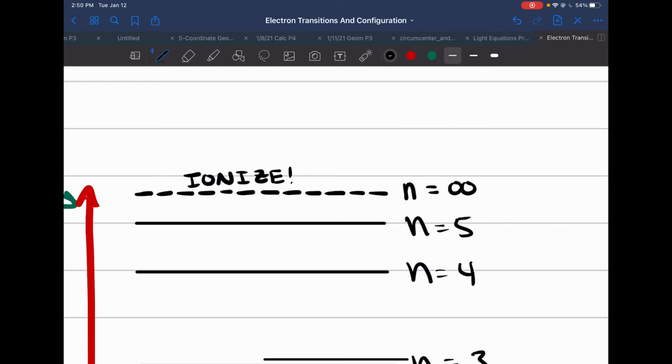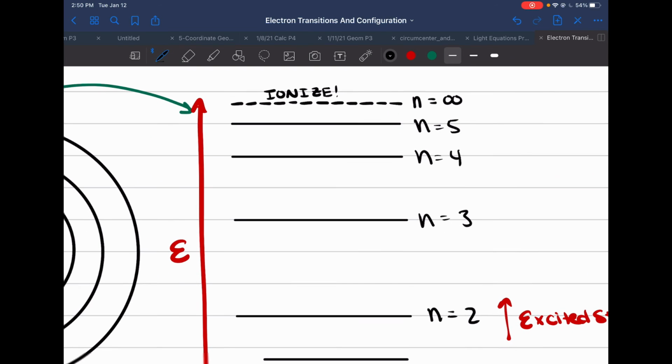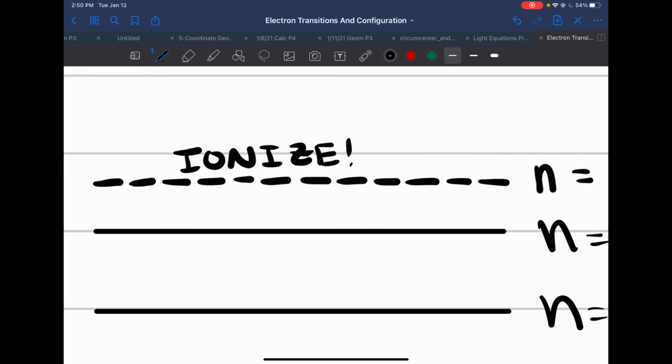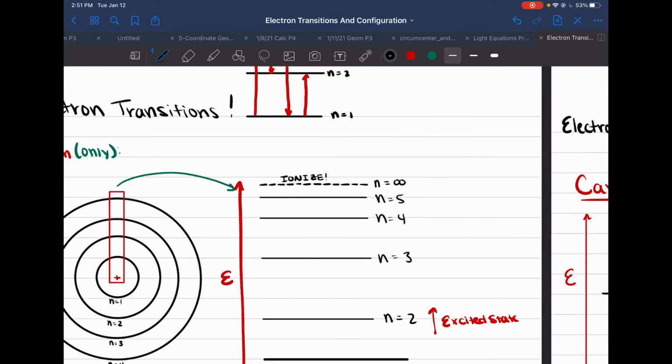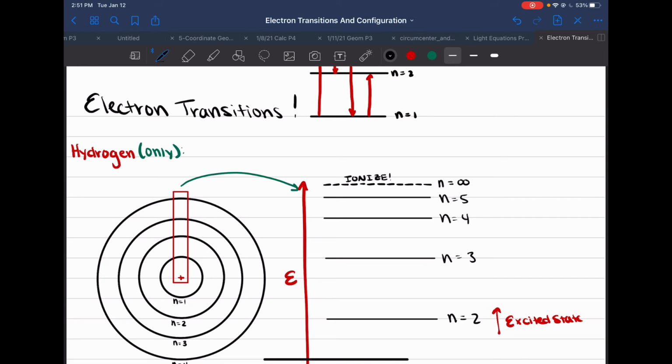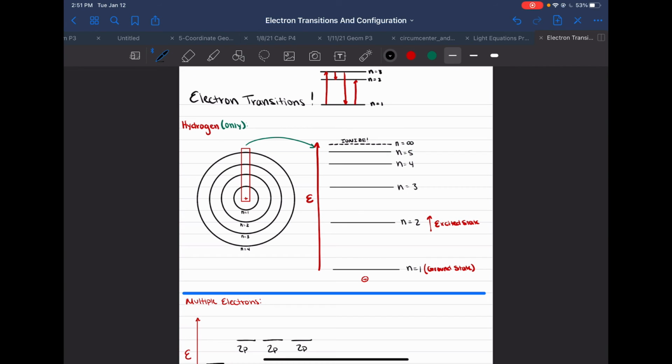Now let's think about this conceptually. If we reach n equals infinity, we have gone so far away from the nucleus of the atom, specifically in hydrogen, that the electron is gone. Remember, ionization means the removal of the electron from the atom. So that electron has gotten so energetic that it has effectively removed itself from the atom. So in calculation terms, if we plugged in n equals infinity, we have ionized the electron. All right, enough of that.